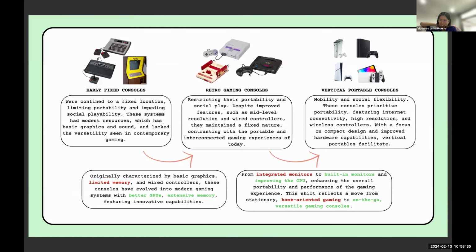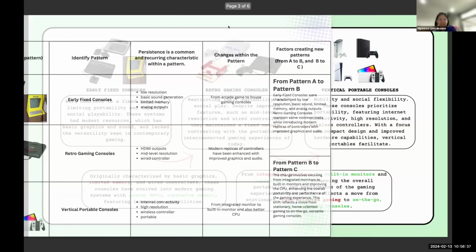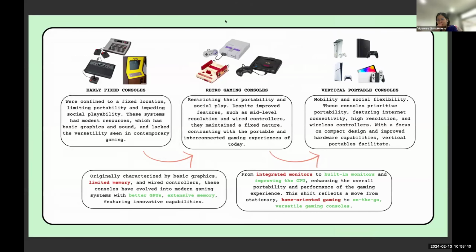Thank you for your presentation, Shayada, and I feel you provided clear observation of the change within the pattern and also the factors that create a new pattern. Thank you.